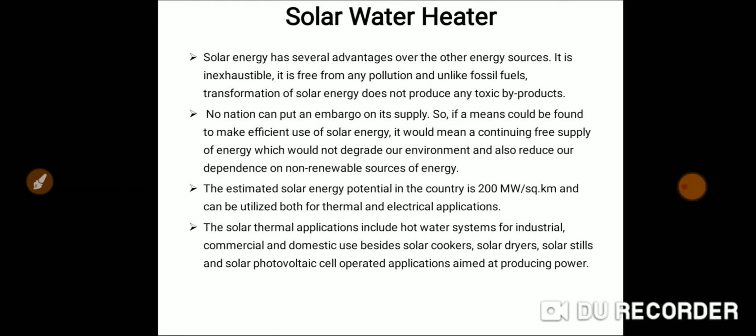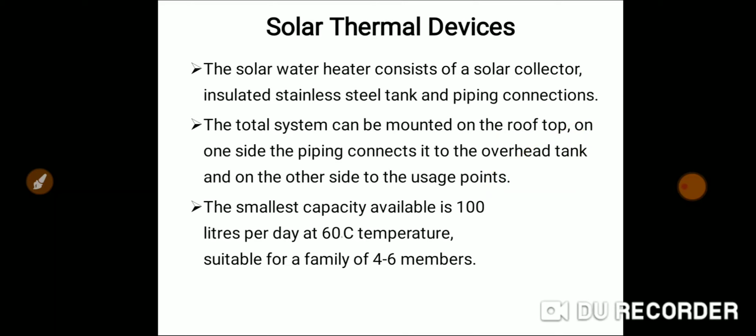Solar thermal applications include hot water systems for industrial, commercial and domestic use. Besides these, there are solar cooker, solar dryer, solar stills and solar photovoltaic cell operated applications aimed at producing power. Now solar thermal devices. A solar water heater consists of a solar collector, an insulated stainless steel tank and piping connections.